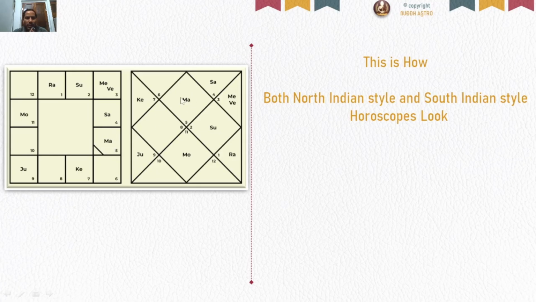While in the North Indian style, here you can easily see this first box is the Lagna, and here the 5 number is written, which is the Leo sign. So this is the difference. Here signs are written, or even if you do not write, it is easily understandable that this box will always have the Aries sign or Mesha sign. While in the North Indian chart, we always put the sign so that we can understand, right? So this is how they look like.